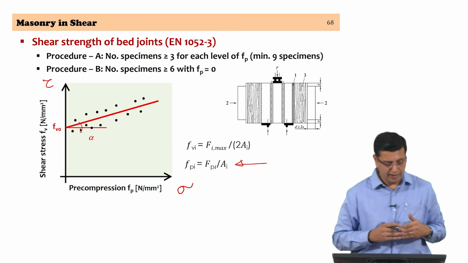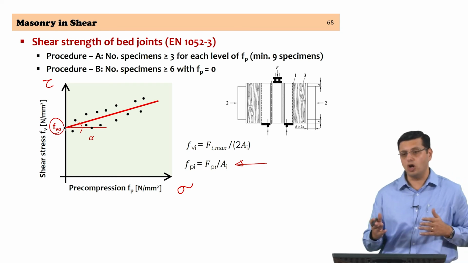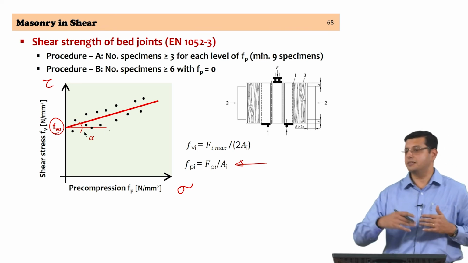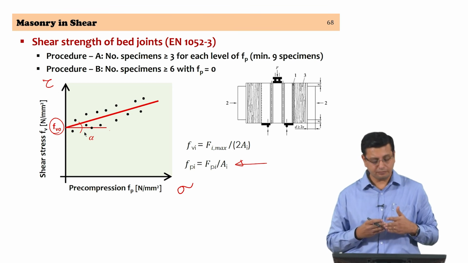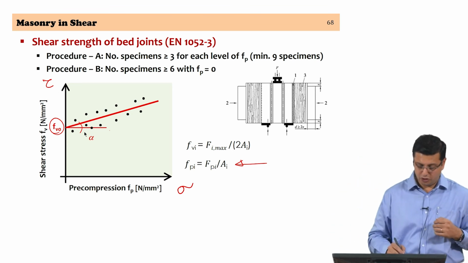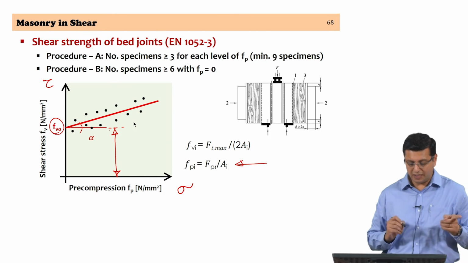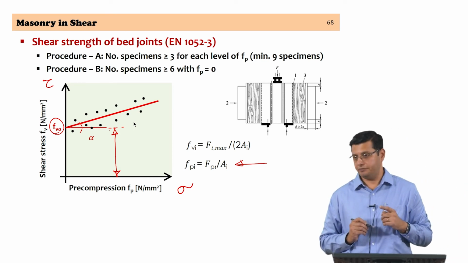horizontal, and you have this value referred to as FV naught, which is at 0 precompression, which is of importance. 2 things are of importance. What is this angle? This angle is actually the internal friction angle of the joint, and this value, which is the value of shear strength of the joint at 0 precompression.